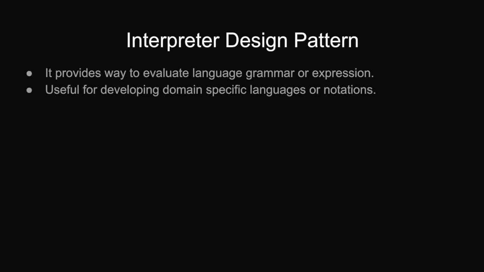And then it is useful for developing domain specific languages or notations. If you are writing a program for one specific domain and want to extend that to some other application without adding other things, then you could use the interpreter design pattern. We will cover this point with a real life Java implementation in the next video. And then the ability to define a language grammar. If you're developing any language like Java, C++ or other languages, then you could use the interpreter design pattern to design the language in such a manner that it could be easily extended, reliable and scalable.